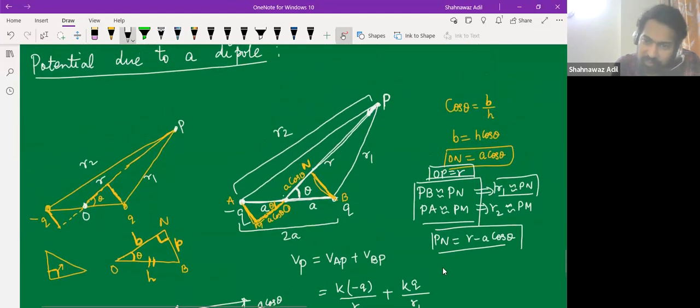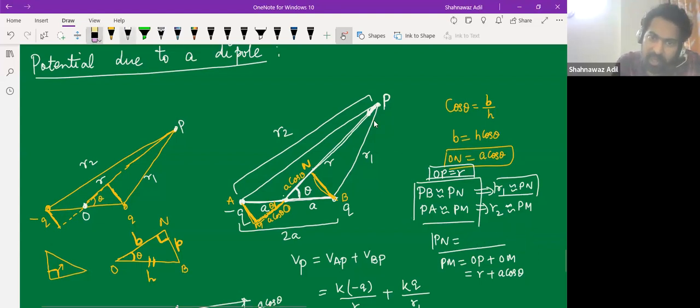What is PM? Total is R. From here to here, that is R, and this is OM, right? So PM is OP plus OM. So that would be R plus A cos theta. Let me write this PN as OP minus ON, because that is more clear, right?